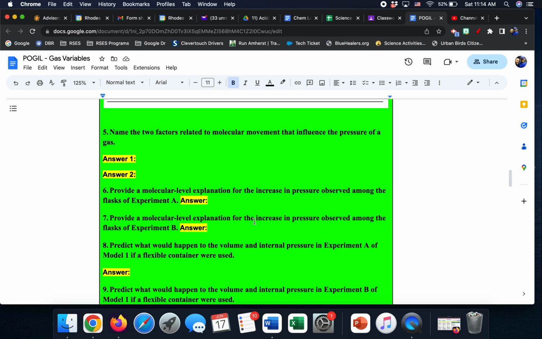6 and 7 say provide a molecular level explanation for the increase in pressure in experiment A, and then 7B. So in other words, what's happening to those little gas molecules? Are they moving faster? Are they getting more of them? Are they moving slower? Are we getting less of them?